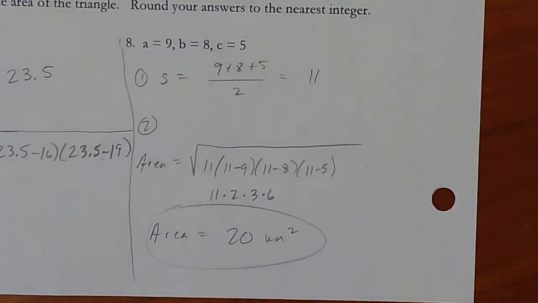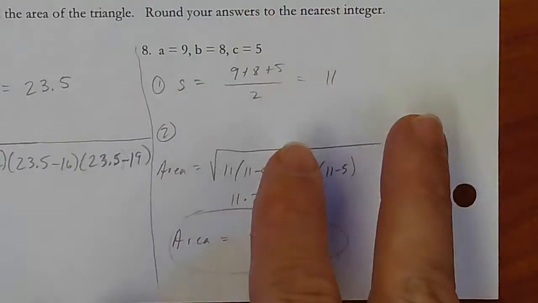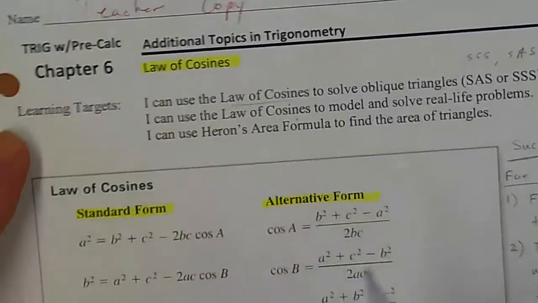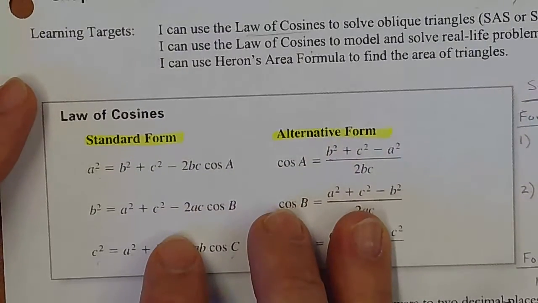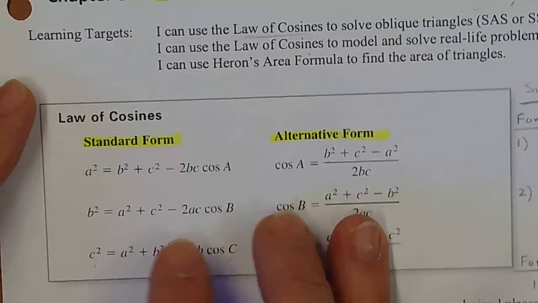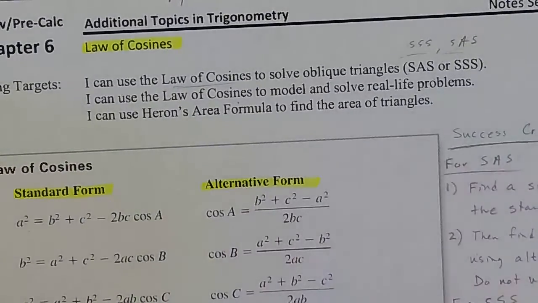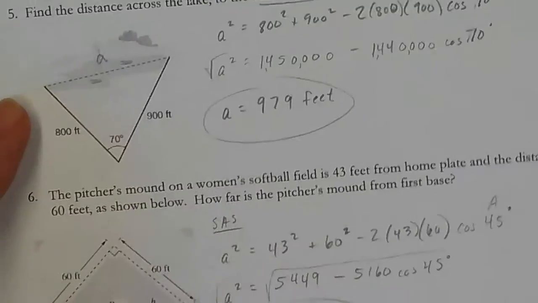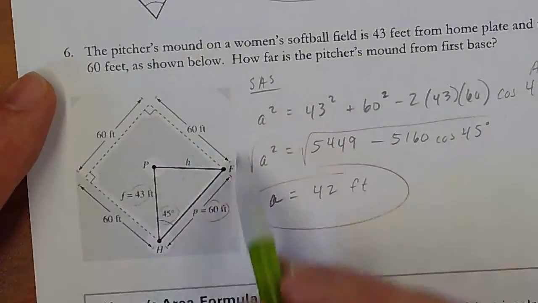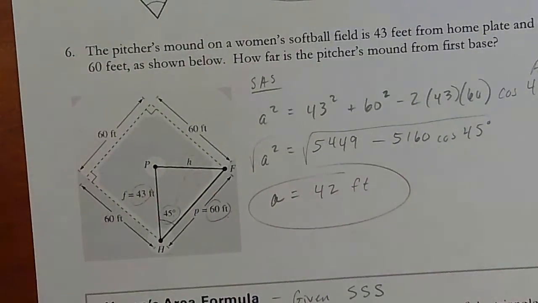All right, so that's it for 6.2. 2 days of work, just 1 page front and back. Make sure we're getting comfortable with these 2 different forms today. Make sure we remember that it's only for these 2 conditions. And just remember number 6 too. You might want to use this diagram when you do problem 48 today.